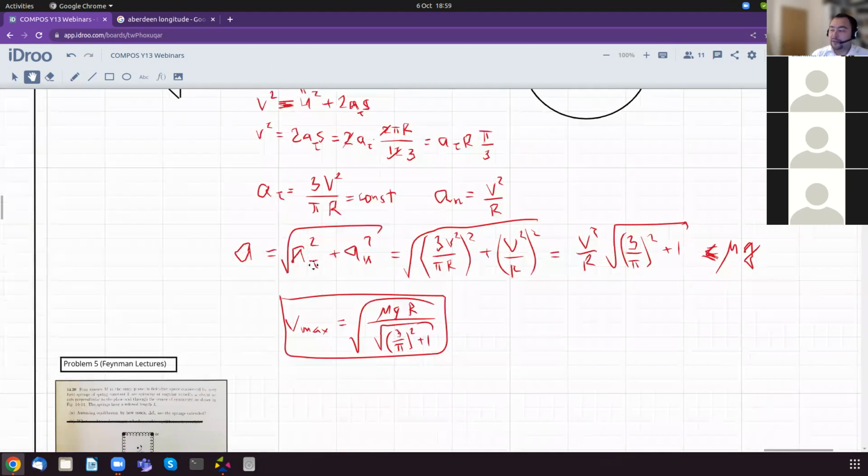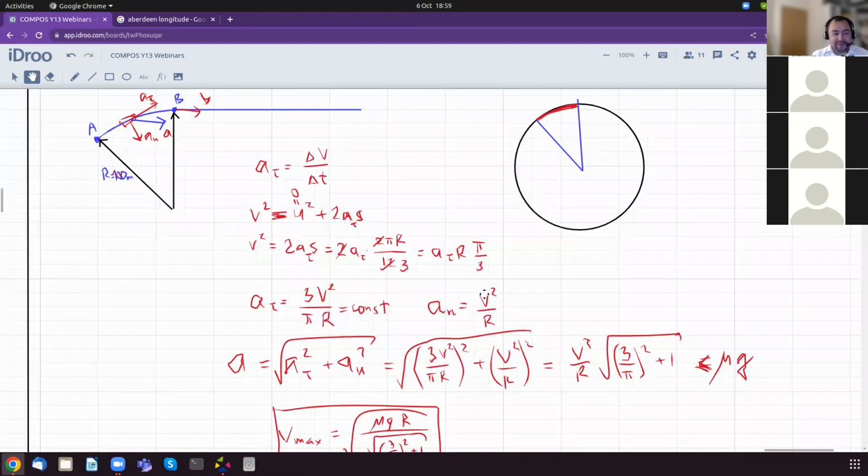Friction acts at an angle. It doesn't act along the track. It doesn't act perpendicular. It's both. Right.